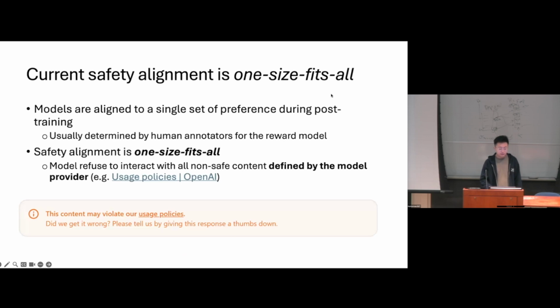So our motivation is that current safety alignment is some sort of one-size-fits-all method. Basically, the model is aligned to a single set of preferences during post-training, where the preference is determined by human annotators based on the policy of a company. For example, OpenAI has a usage policy that if you ask for something that's deemed unsafe by OpenAI, you just get this content warning and a refusal.